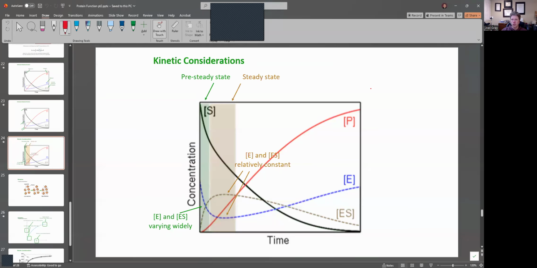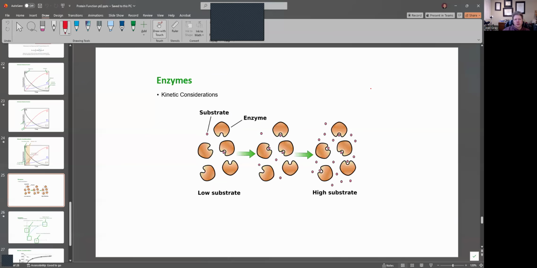What this graph is showing is the relative amounts of our free product, our free substrate, our free enzyme, and our enzyme substrate complex. So that's what we're concerned with and interested in with respect to enzymes. Now, this is a nice, simple model of an enzyme and a substrate. It's a good way of visualizing how you study an enzyme, and why you study an enzyme.